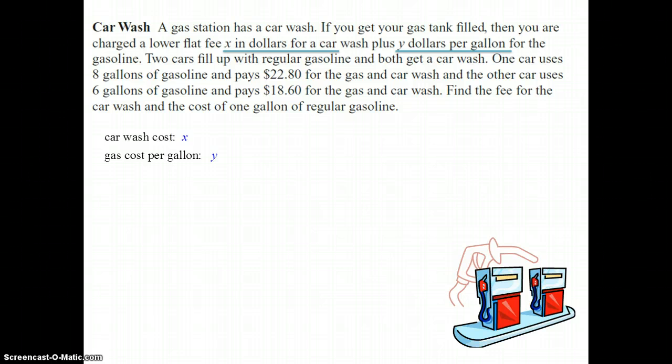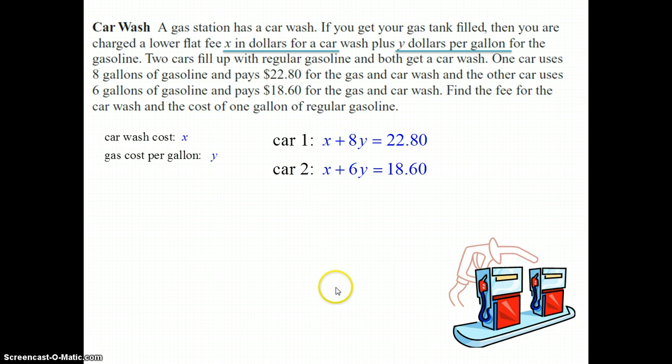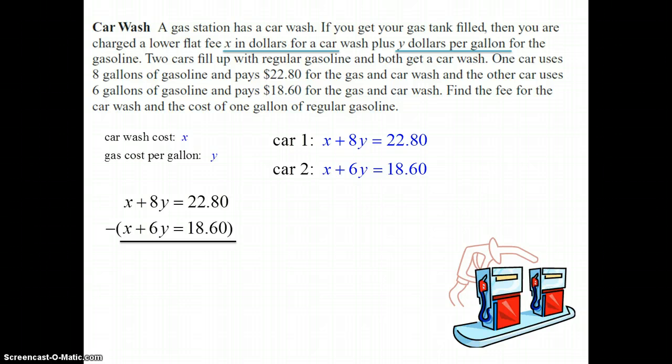Now it's a system, so we need two equations. Car 1 buys a car wash, gets 8 gallons of gas, and pays this much for the gas. Their total was $22.80. And here we have car 2. Gets the car wash, buys 6 gallons, this is what they pay per gallon, and total cost. So this is a problem where it would be good for us to use subtraction to eliminate. And I've put the entire second equation in parentheses to remind us we're subtracting everything.